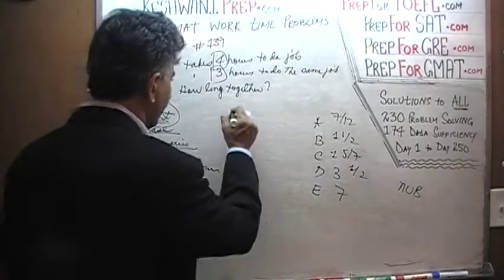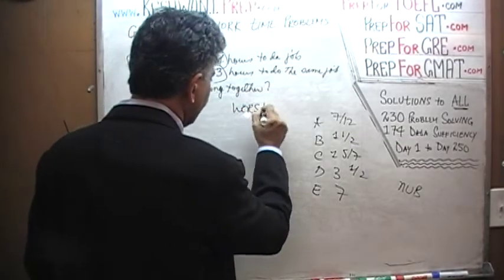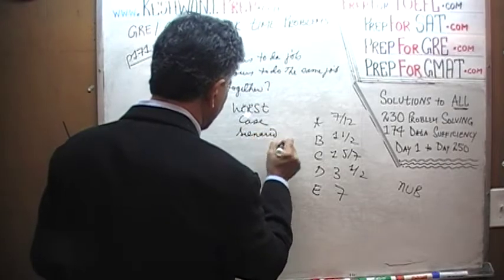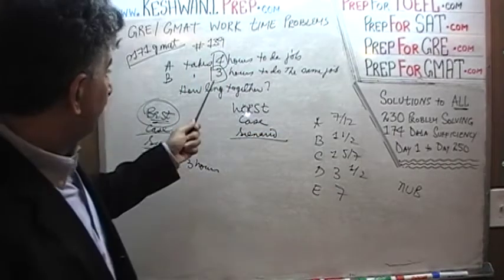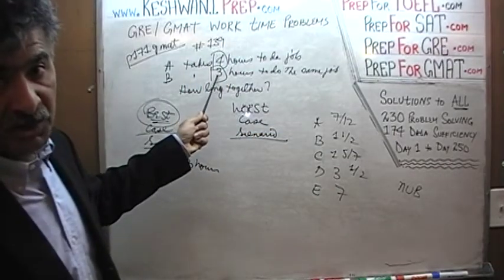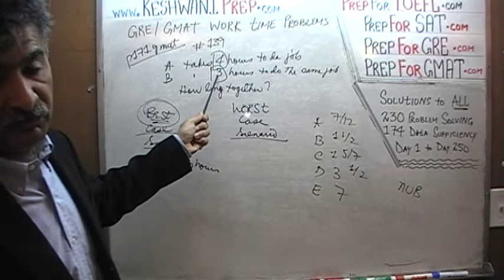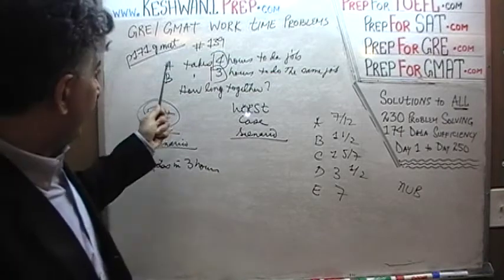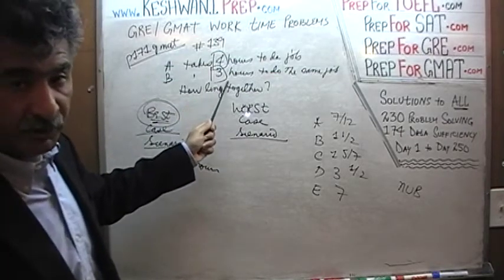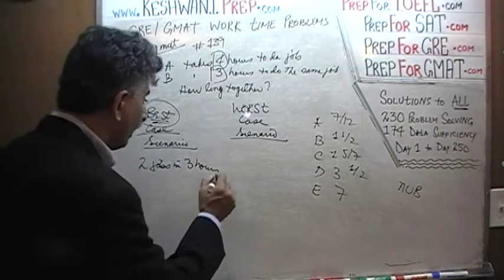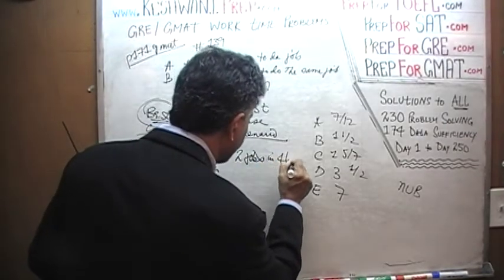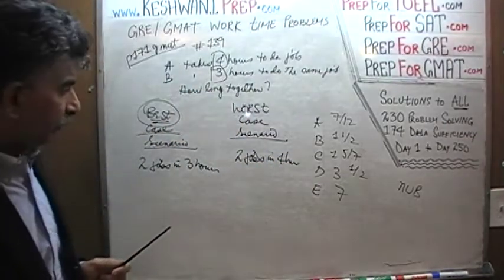Now here's the worst case scenario. The worst case scenario is where all of a sudden the faster guy, who can finish a job in 3 hours, decides that he wants to work as slow as the slow guy, and they both take 4 hours to do a job. Well, if A takes 4 hours to do a job and B also takes 4 hours to do a job, then they can do two jobs in 4 hours. Okay, we're getting very close to the punchline.